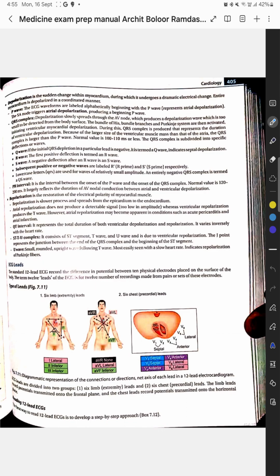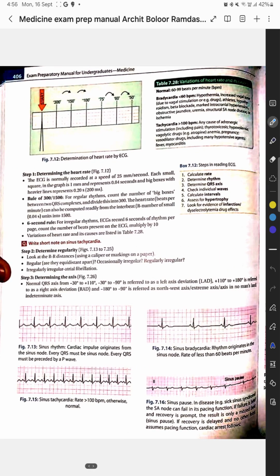Reading 12 lead ECG. The best way to read a 12 lead ECG is to develop a step-by-step approach. Step 1. Determining the heart rate. The ECG is normally recorded at a speed of 25 mm per second. Each small square in the graph is 1 mm and represents 0.04 seconds, and a big box with heavier lines represents 0.20 seconds, or 200 milliseconds.